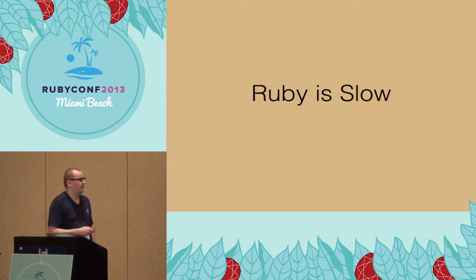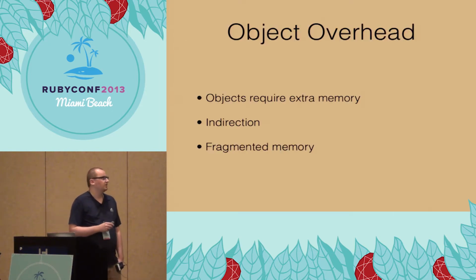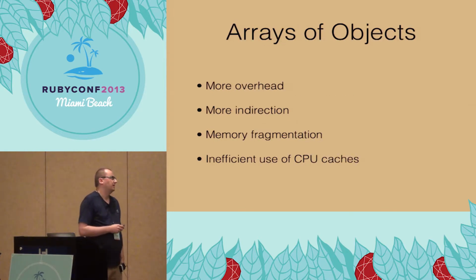And I do not totally agree with this statement, because what I think is that objects are slow. So object-oriented abstractions are slow. Objects actually have a lot of overhead. They require extra memory. They require a lot of indirection, and they result in fragmented memory. So you can actually lose some of the performance. And that gets even worse when you work with arrays of objects.